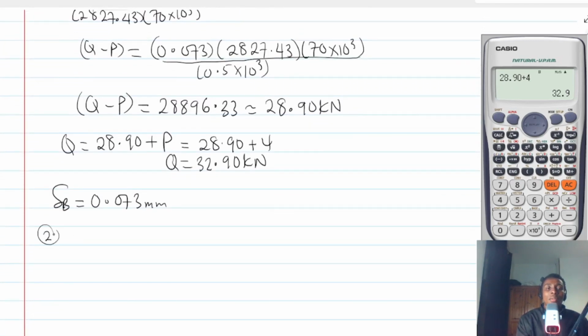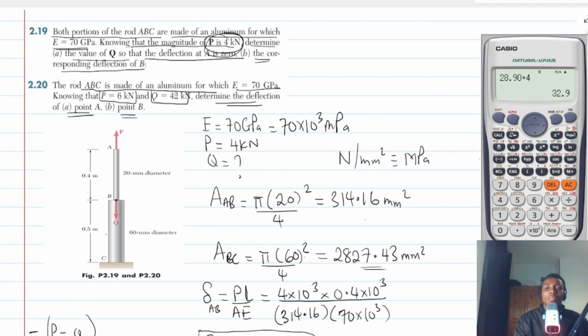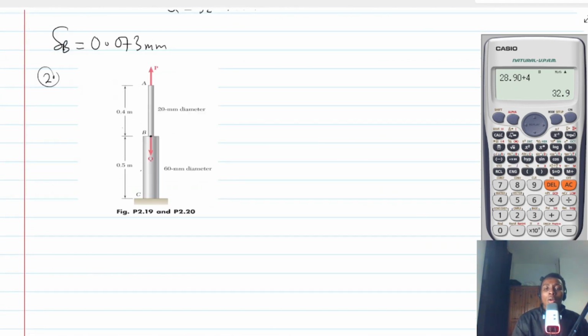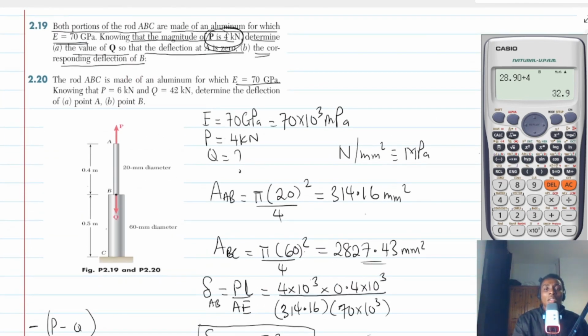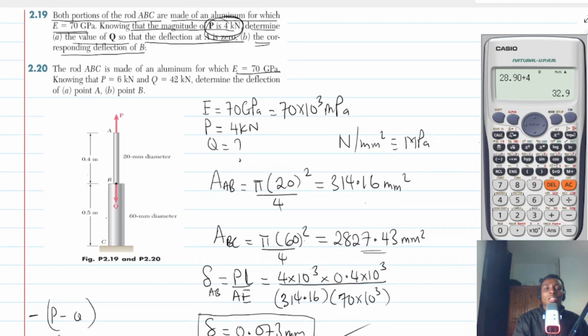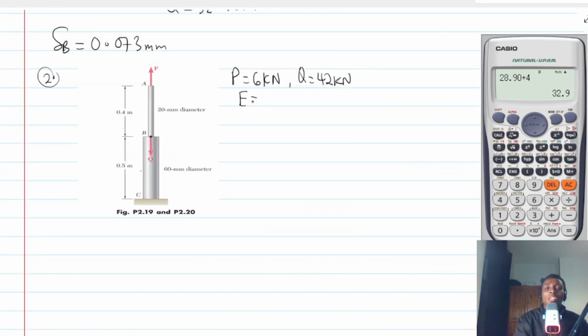Okay, so maybe let me copy the question again here. All right, so for the second part, P is 6 kilonewton, Q is 42 kilonewton. Now, the same thing, E is 70 gigapascal. Find the deflection at point A and B. So E is 70 times 10 to the power 3 megapascal. We are to find the deflection at A and then point B. So for this problem, it's going to be straightforward because we know the values. I'm not going to do anything again because we know everything.